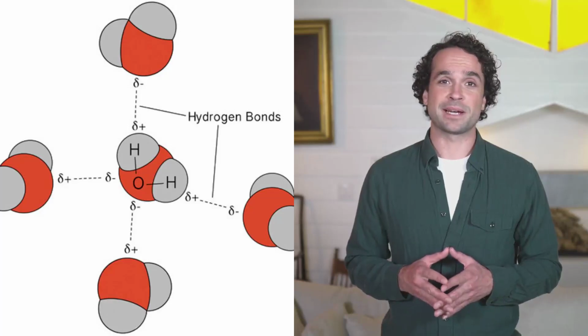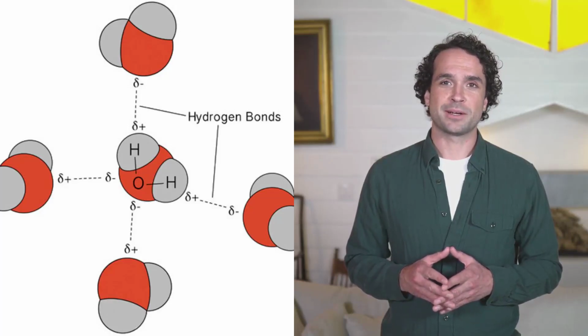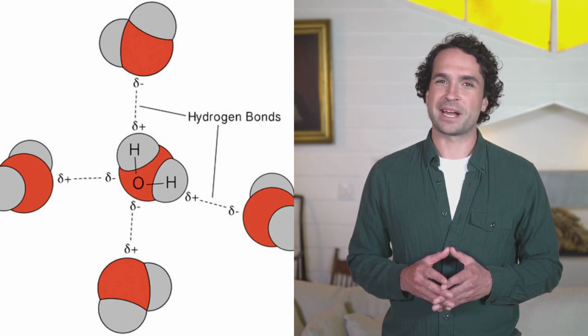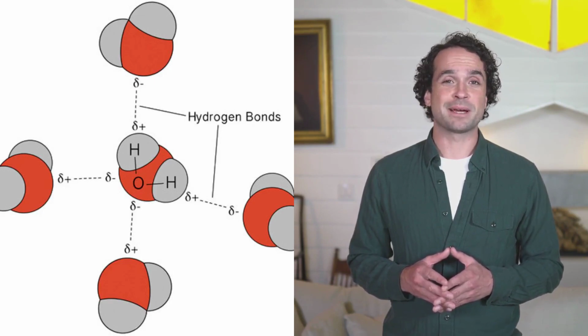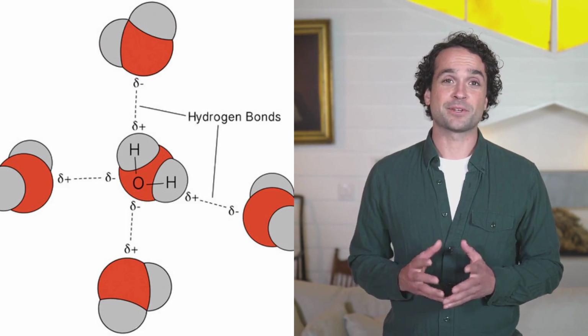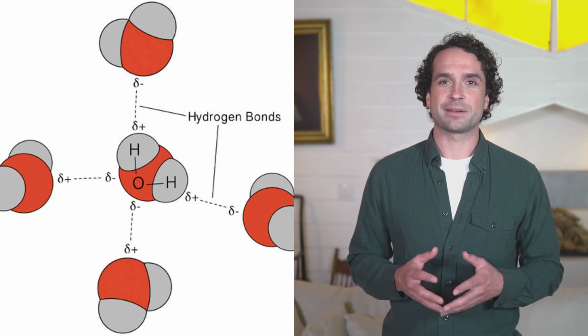Now, what happens when many of these polar water molecules are together? Their partial charges attract each other. The partially positive hydrogen of one water molecule is attracted to the partially negative oxygen of a neighboring water molecule. This attraction is called a hydrogen bond.